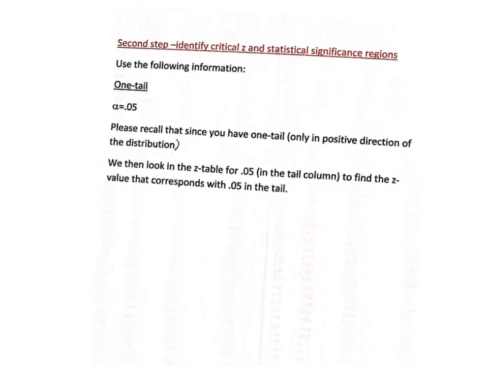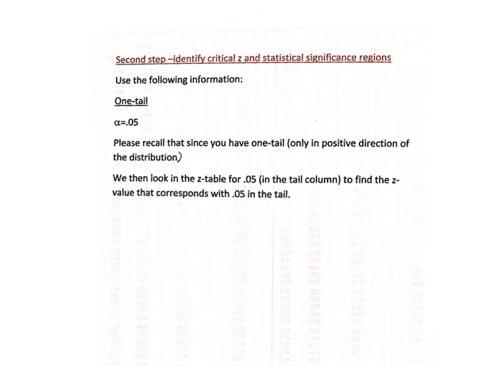Now, for the second step, you're going to identify the critical Z and the statistical significance region. In this particular case, you have one tail, so it's only going to be one region, and alpha equals 0.05. Please recall that since you have only one tail, and we're expecting that it's going to be greater than our population mean, it's going to be in the positive direction. So when we look in the Z table, we're looking for 0.05 as the proportion in the tail column, and then we find the Z that corresponds with that 0.05 in the tail.